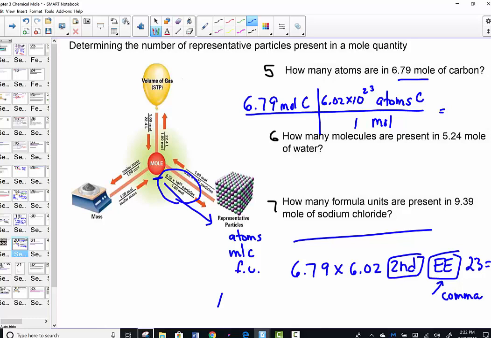So let's hit that and see if we get a common answer. 6.79 times 6.02, second function EE, 23. My screen reads 6.1, and I'll just round to 2, times 10 to the 24th atoms of carbon.